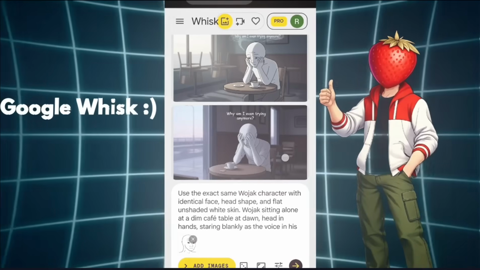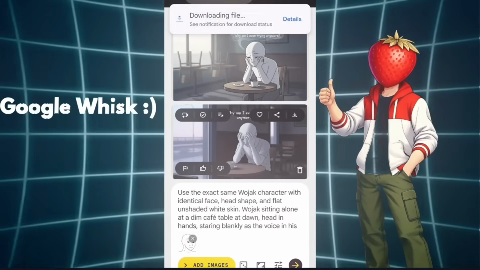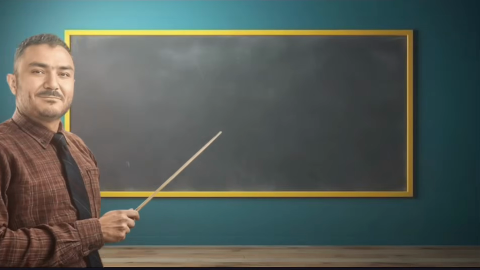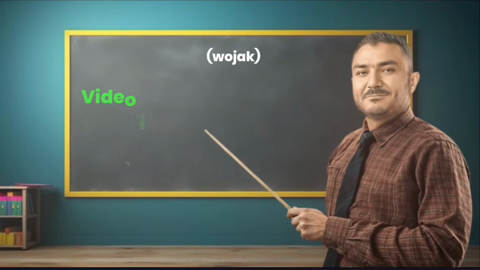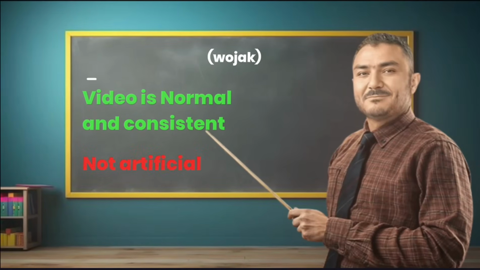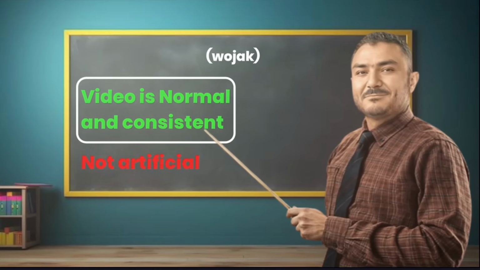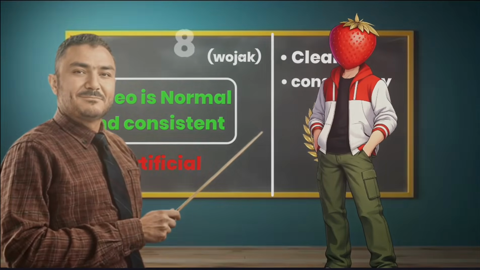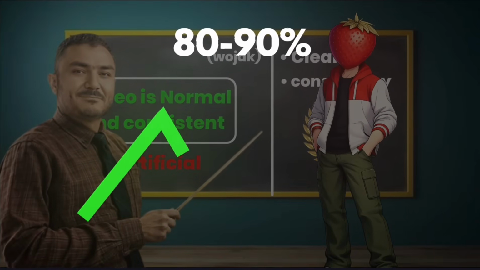Next, paste the visual prompt, then click Generate. Within a short time, you'll get high-quality results. Follow this same process to generate all the visuals needed for your video. One important thing to remember, Wajak videos must feel natural, not artificial. That's why visual consistency matters so much. Clean, consistent visuals improve watch time, strengthen branding, and significantly increase the chances of your video going viral.